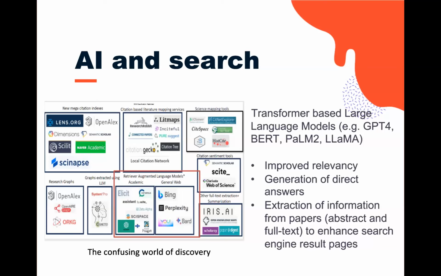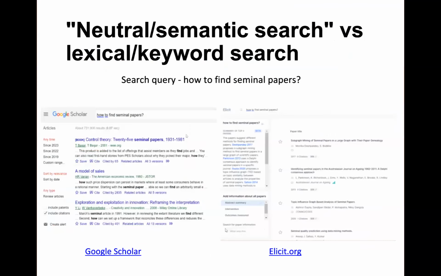And thirdly, because they are able to extract information from the papers themselves, this can be used to enhance search engine results pages, which makes it easier for searchers to navigate the literature space. So it's easier for you to tell whether this paper is relevant to you or not. For example, if it's able to extract immediately whether it's a randomized controlled trial or not.